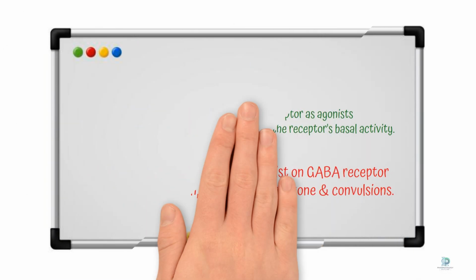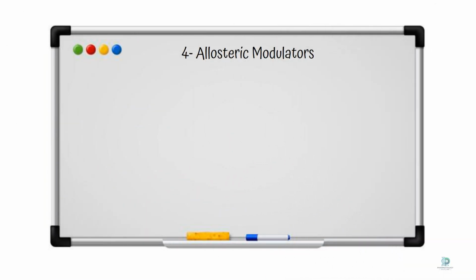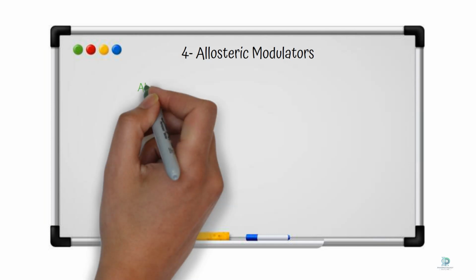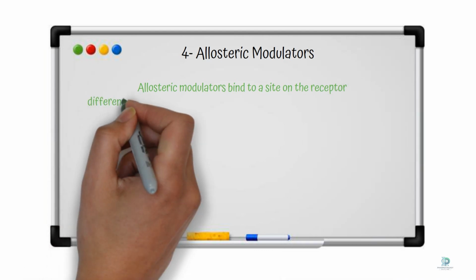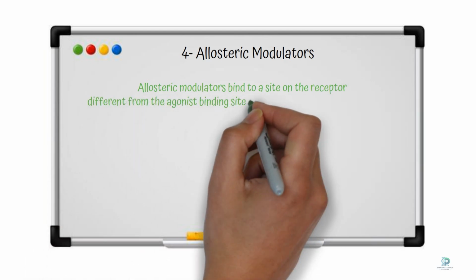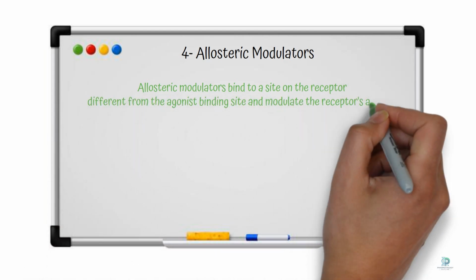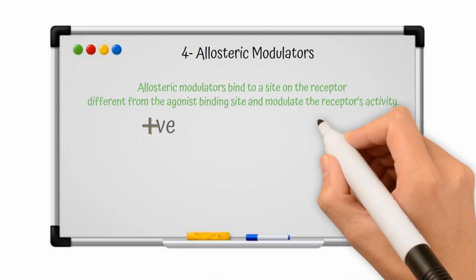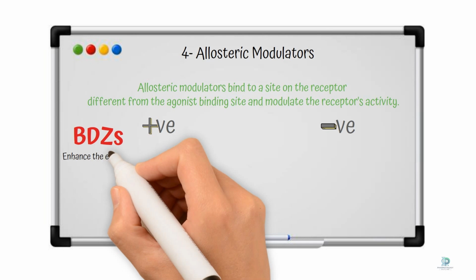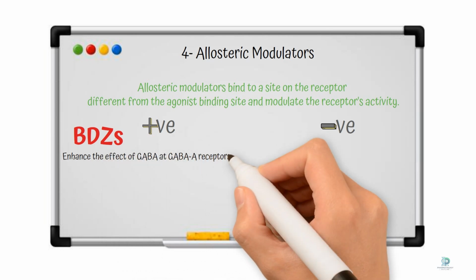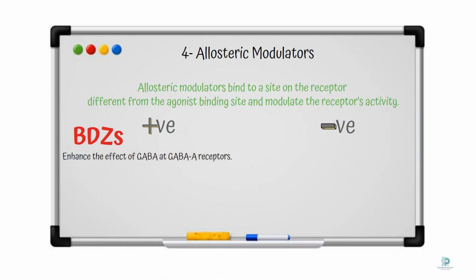convulsions. 4. Allosteric modulators. Allosteric modulators bind to a site on the receptor different from the agonist binding site and modulate the receptor's activity. They can be positive or negative modulators. Examples: positive allosteric modulator. Benzodiazepines enhance the effect of GABA at GABA-A receptors, used as anxiolytics and hypnotics.